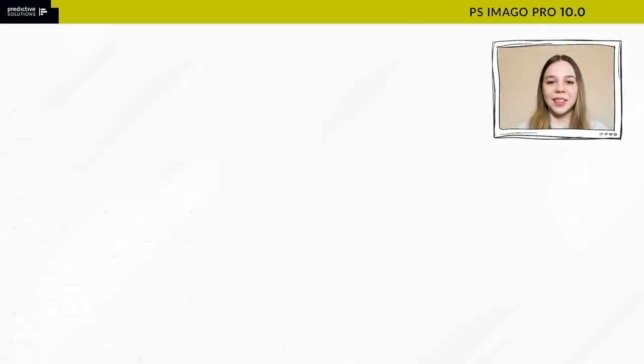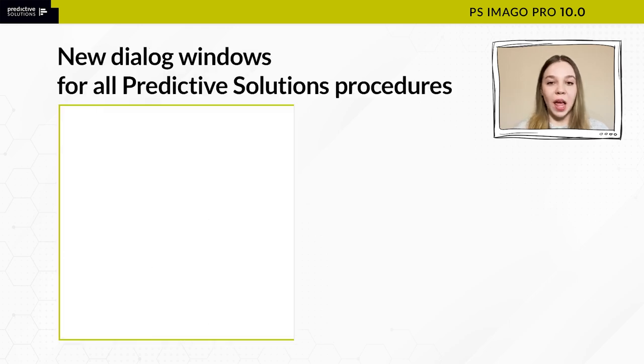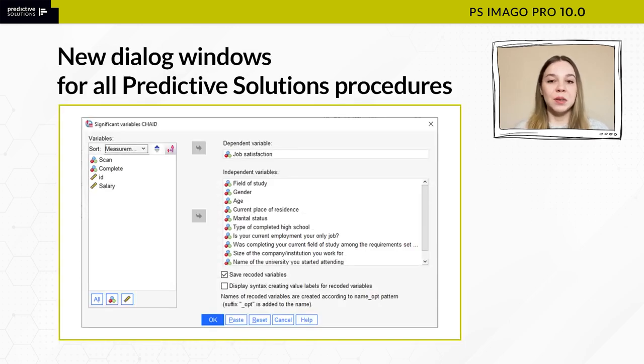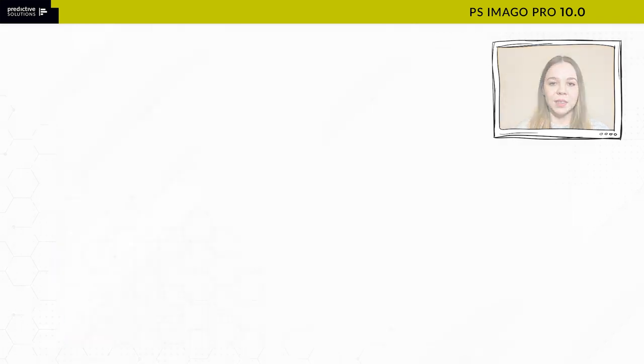And last but not least, the Predictive Solutions procedure dialogues have been rewritten. With this, we can realize variable sorting, selection by level of measurement, or quick switching between variable names and labels. Small changes, but gratifying, and makes working with data more efficient.